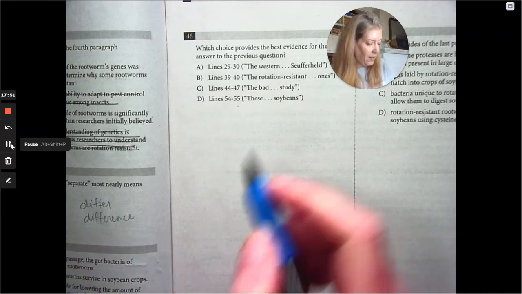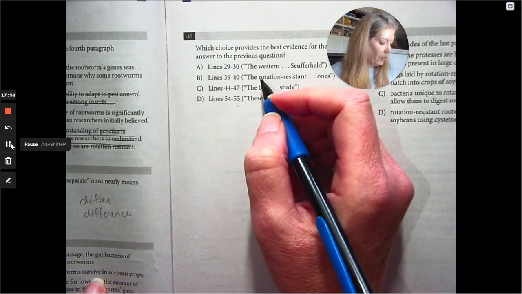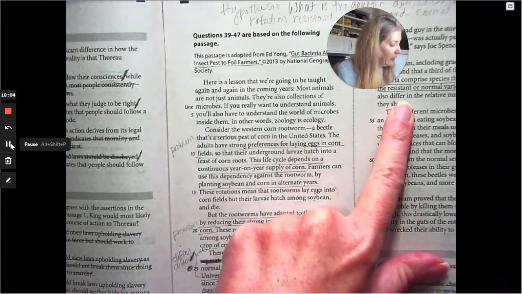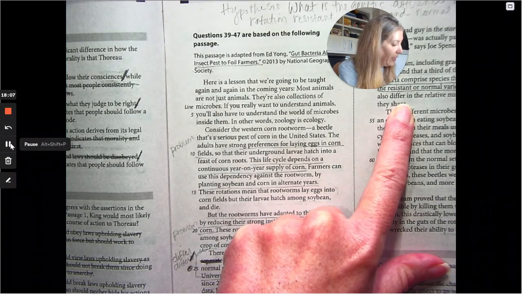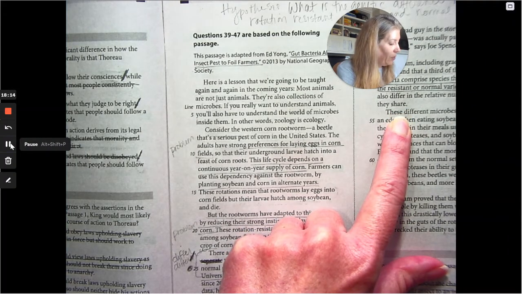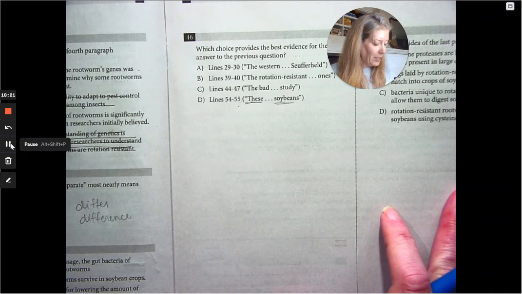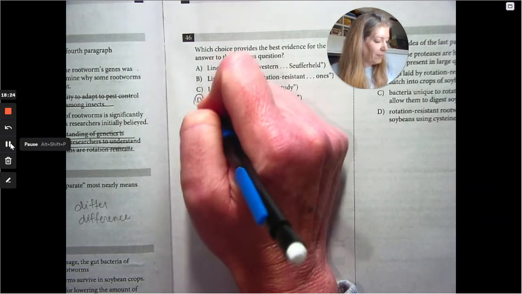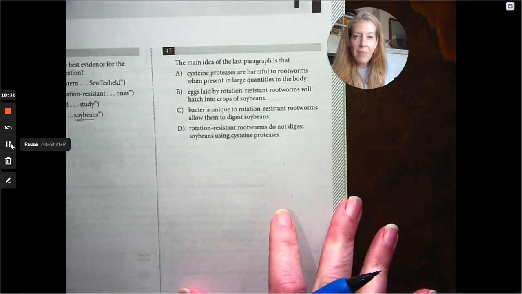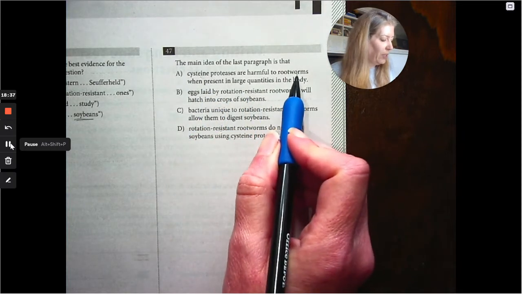So we're looking for evidence that says the gut bacteria of rotation-resistant rootworms help the rootworms survive in soybean crops. Lines 54 to 55: these two factors also differ in the relative numbers of the bacteria they share. Oh, sorry, I went to the wrong one. These different microbes give the resistant beetles an edge when eating soybeans. What are we looking for? The gut bacteria help the rootworms survive in soybeans? Did you see that they said it in the same way? Same words. Okay. The main idea of the last paragraph is that cysteine protease are harmful to rootworms when present in large quantities in the body.